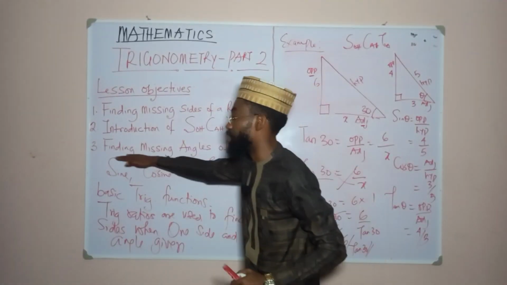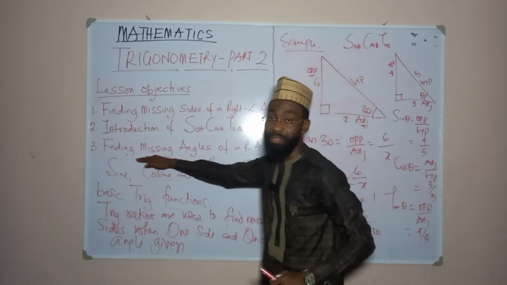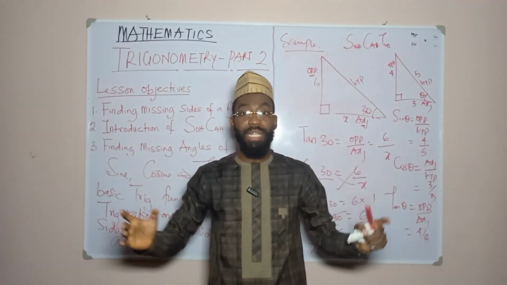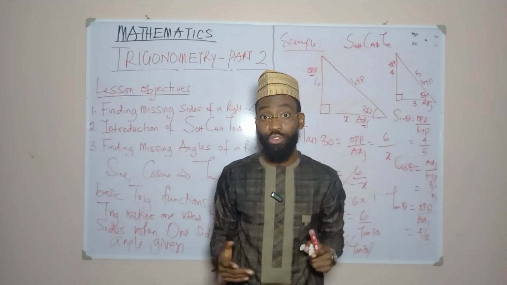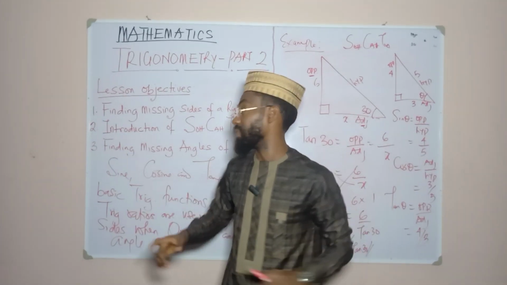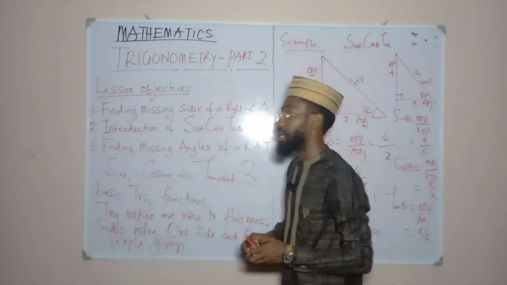For the purpose of this lesson, we're going to leave all this, and we're going to also handle that in the next part, coupled with finding missing sides and missing angles of non-right angle triangles. So we're going to introduce the non-right angle triangle, because it's not always that we are given the right angle triangle to find missing sides and missing angles.